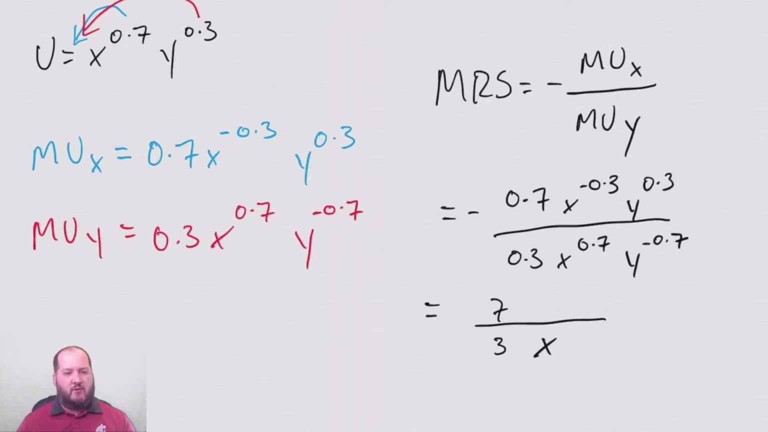Again, we're dividing exponents right here, so we can just subtract the exponents themselves. So 0.3 minus negative 0.7 is the same as 0.3 plus 0.7, so that's y to the 1 power, or just y. And don't forget your negative sign. So for this first problem, the marginal rate of substitution is just equal to negative 7y over 3x. And that's it. We are done.